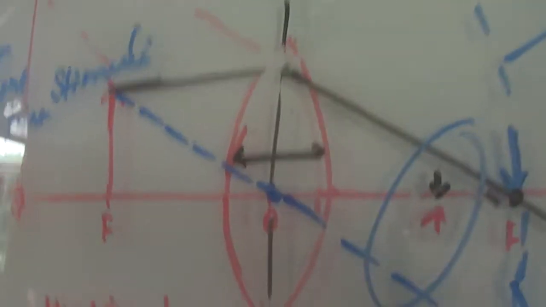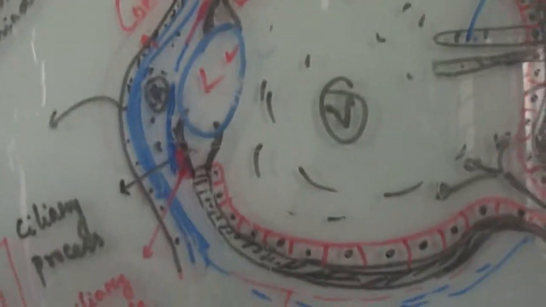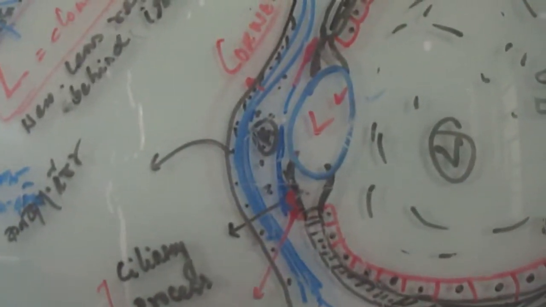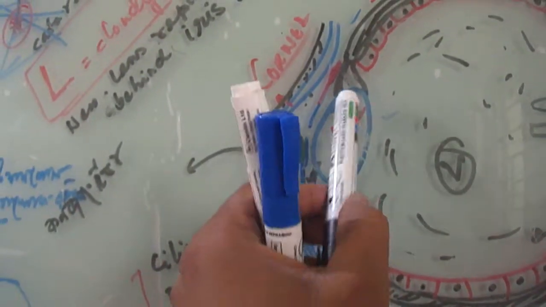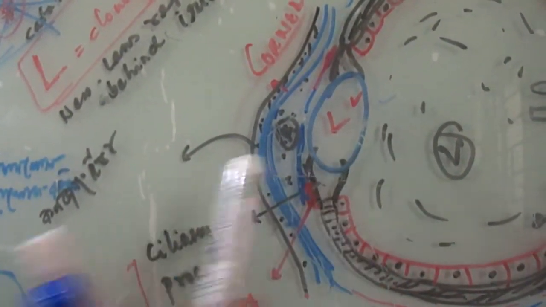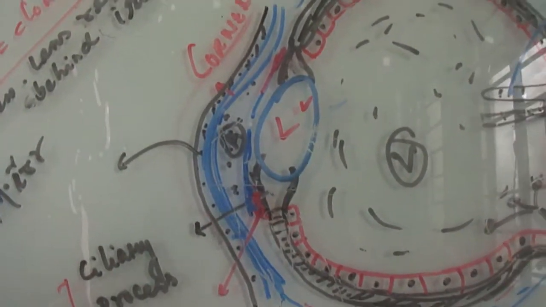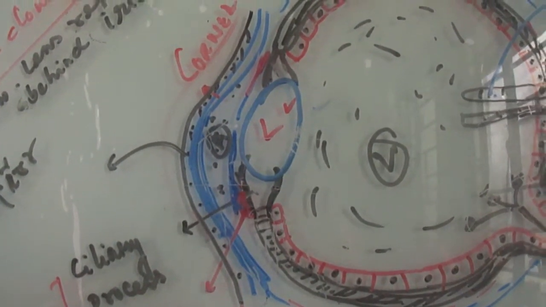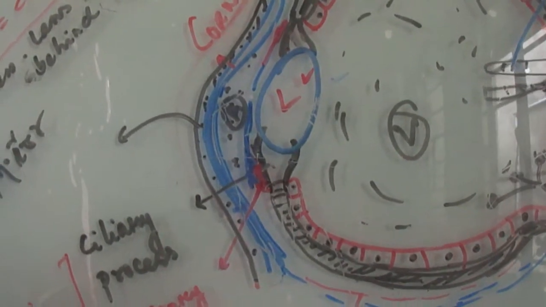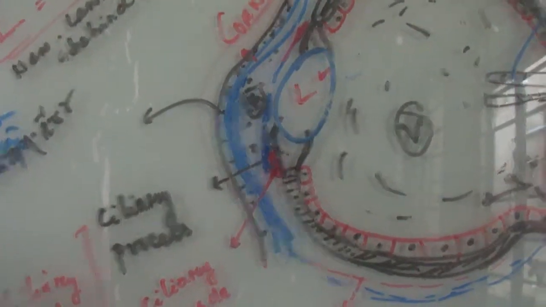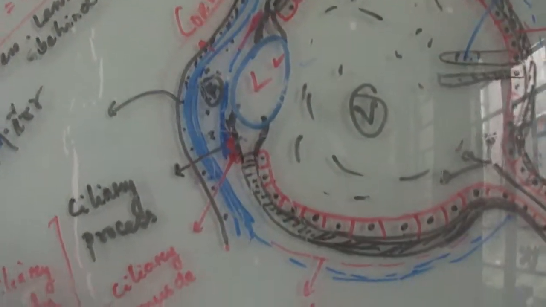Another problem you will see in this diagram is cataract. So what is cataract? This lens becomes filled, it is not so clear. If this sort of problem takes place, nowadays doctors surgically remove this lens and put an artificial lens before the cornea. So in this way you can treat this cataract disease also.